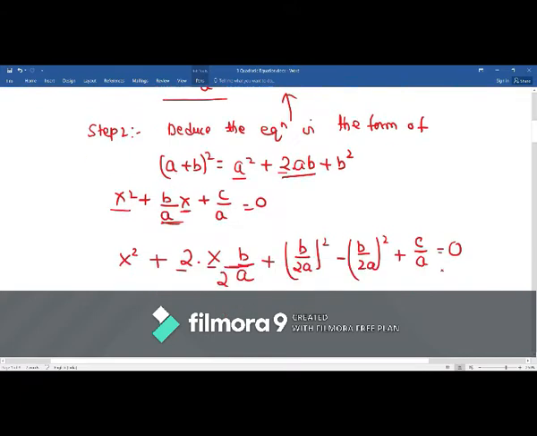So now compare this, a square plus 2ab plus b square, like x square plus 2 times x times b by 2a plus b square.